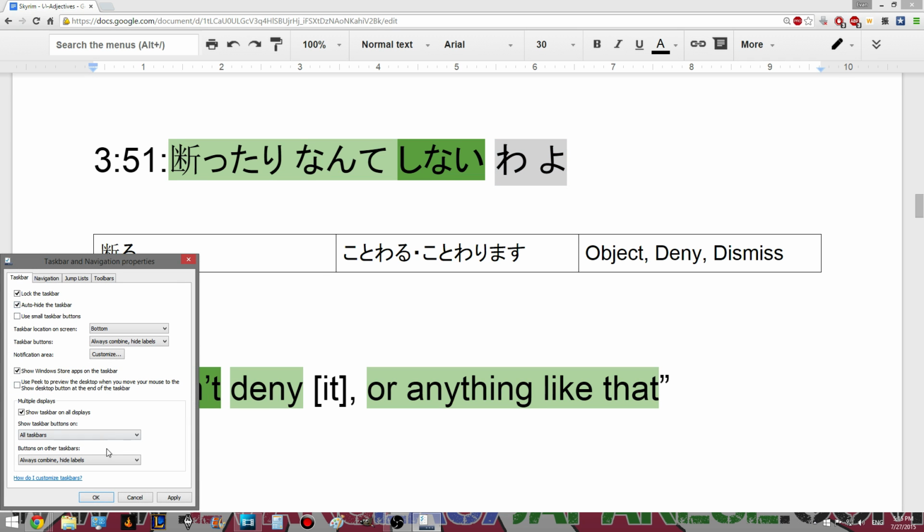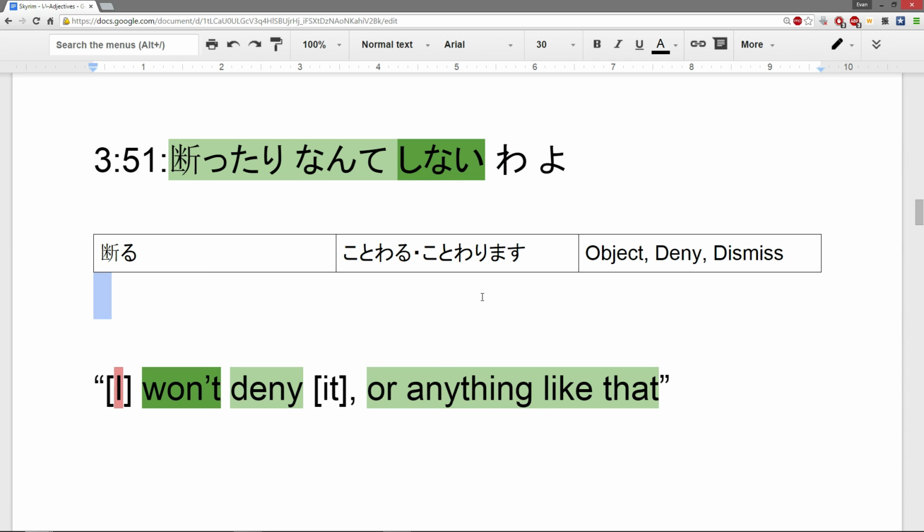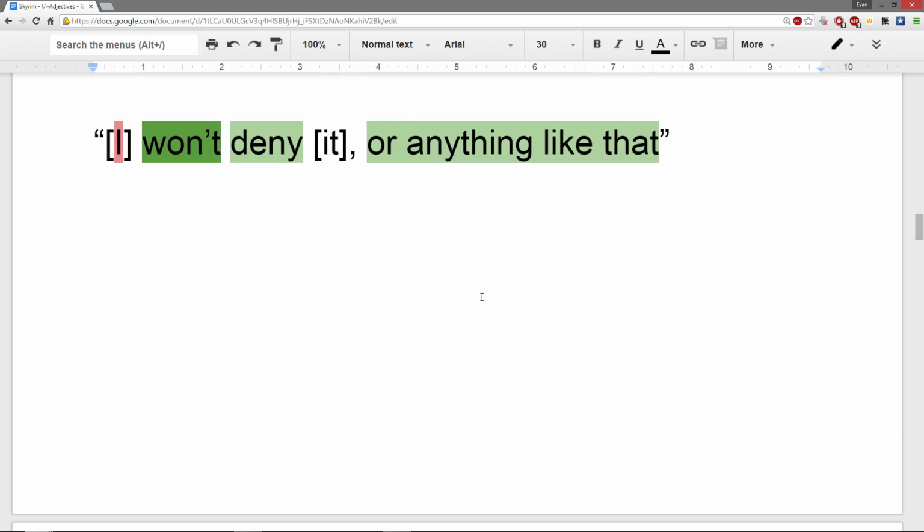Properties, get rid of the taskbar. Yeah! Alright, cool. Now it goes away, hopefully, eventually. Yes, there it goes. And we'll zoom down to the next page.